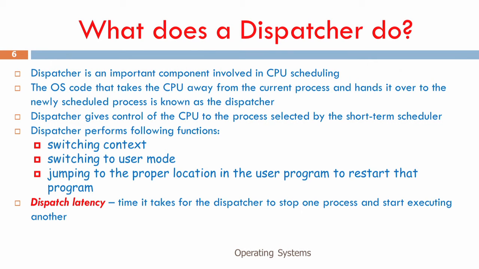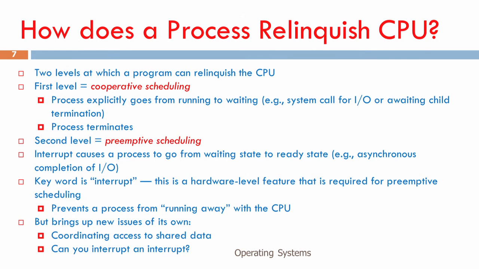Now, there is of course a latency that is created, and that is very important, as it distinguishes scheduling between threads versus scheduling between processes. This is dispatch latency, the time it takes for the dispatcher to stop one process and start executing another. Now, we have already talked about preemptive and non-preemptive.